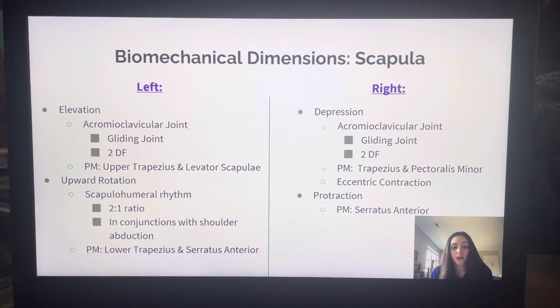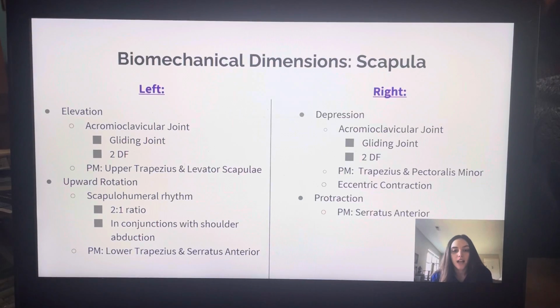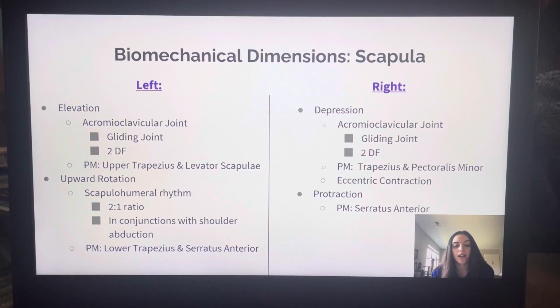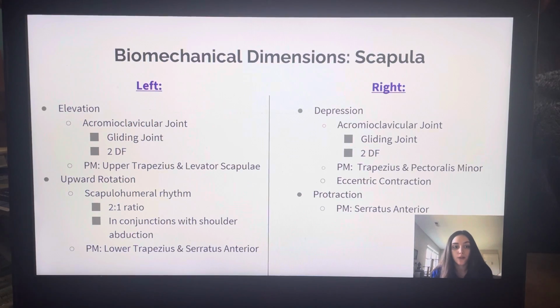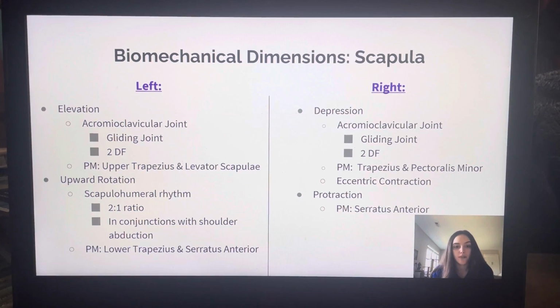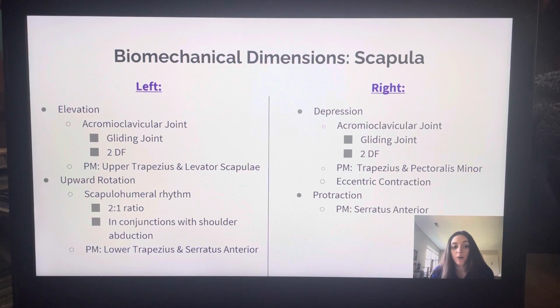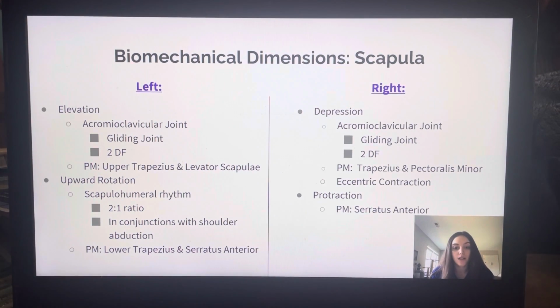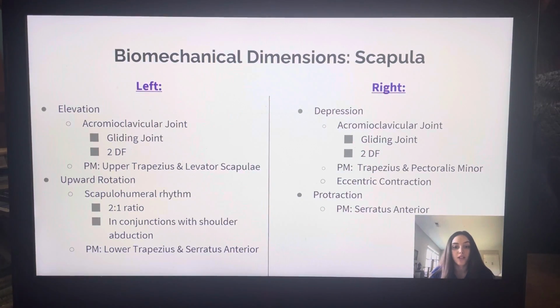At the scapula, we'll also break it into the left and right sides. On his left side, elevation and upward rotation are both occurring. Elevation occurs at the acromioclavicular joint, which is a gliding joint with 2 degrees of freedom, and the prime movers for elevation are going to be the upper trapezius and the levator scapulae. Upward rotation occurs by the lower trapezius and the serratus anterior, and because shoulder abduction is also occurring, scapulohumeral rhythm is in play, which is a 2-to-1 ratio. It's going to increase your range of motion.